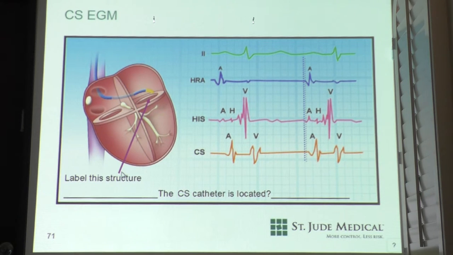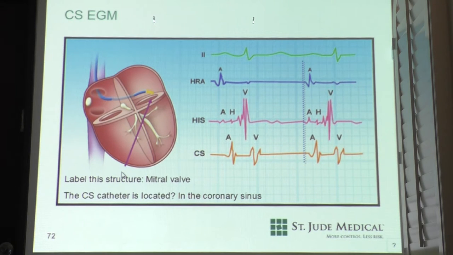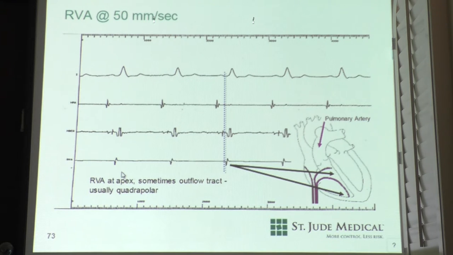Okay, so this is another condensed version. What's the valve that it's pointing to? Mitral valve, yep. And that catheter is sitting where? Yeah, it's sitting in the coronary side. It's not very well drawn, I'll be honest. It could be better along the valve annulus. Usually this rides exactly along the valve annulus. And then obviously the V comes at the beginning of the QRS.